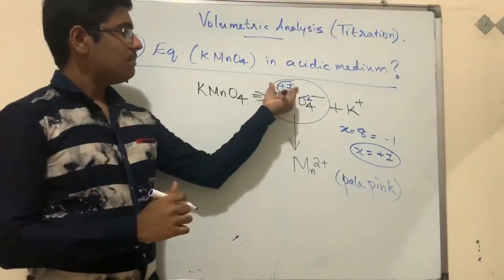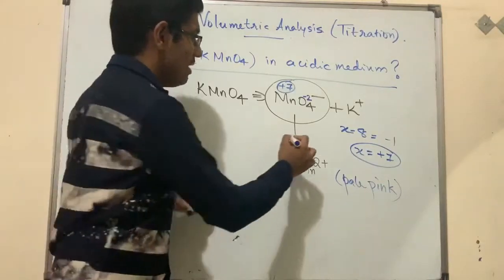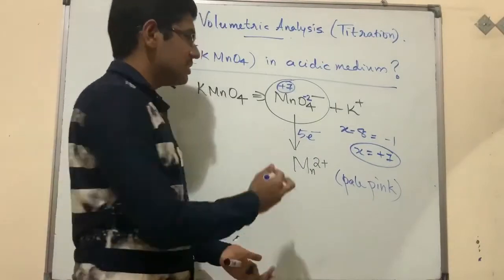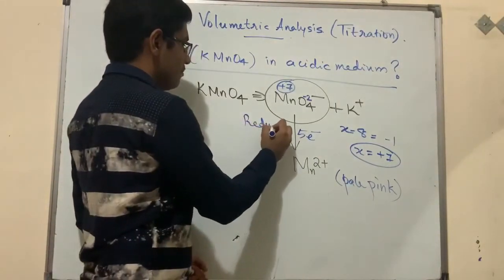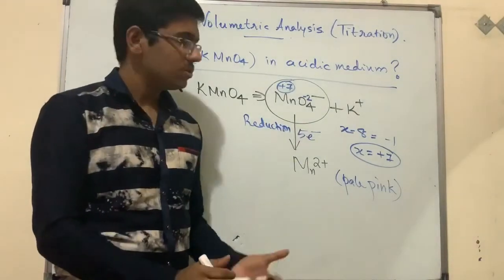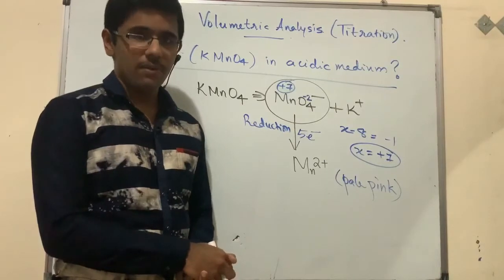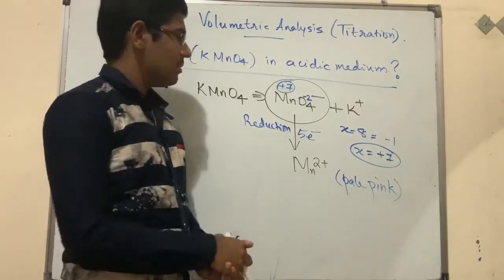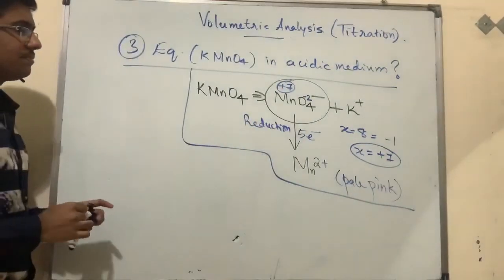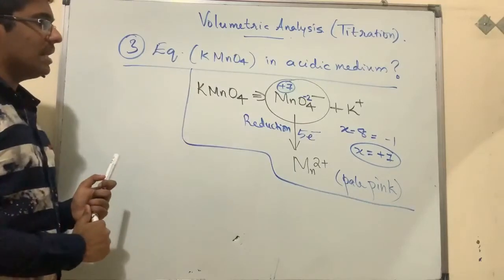Here from +7 to +2, how many electrons are transferred? 5 electrons it is gaining, which means this is reduction. So permanganate is getting reduced to Mn+2. That is, the MnO4 minus ion, the permanganate ion, is reduced to the Mn+2 ion. Okay, so this is one thing. Now let's answer our question. What is the equivalent mass of potassium permanganate?